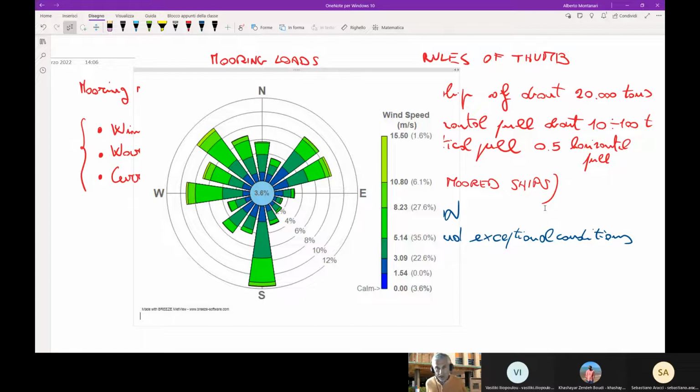What is the sum of these percentages? 3.6 plus 2 is 5.6, plus 6 is 11.6, plus 4 is 15.6. It means that overall, in the south direction, we have wind 15.6% of the time, including 3.6% of the time of no wind. I hope this is clear. This is the way you should read this Windrows in the south direction.